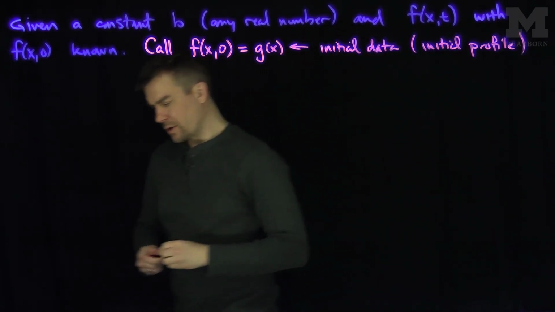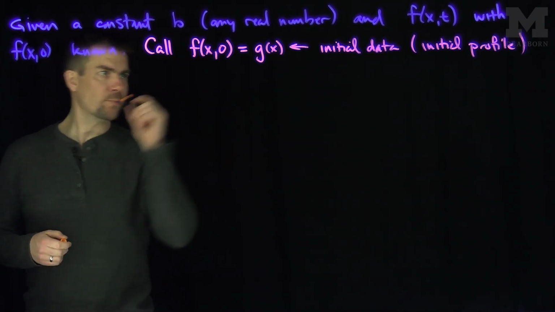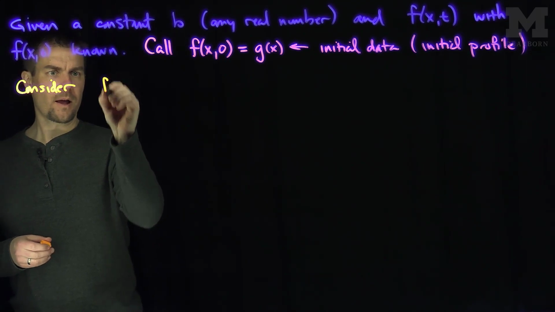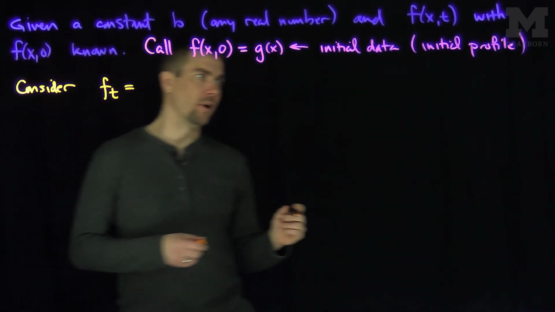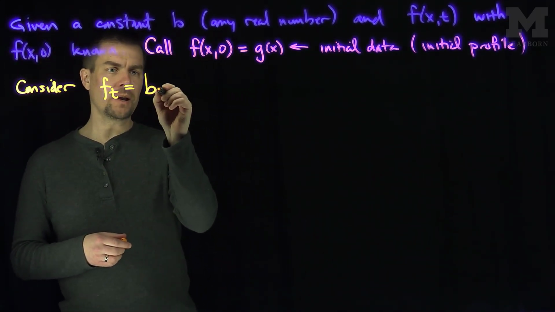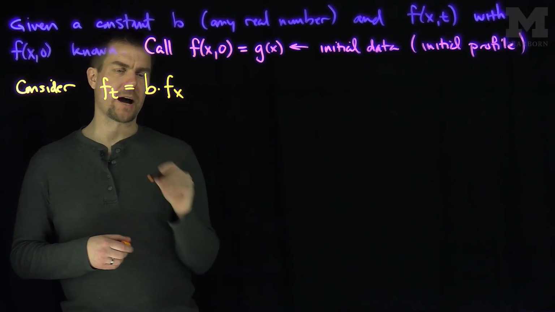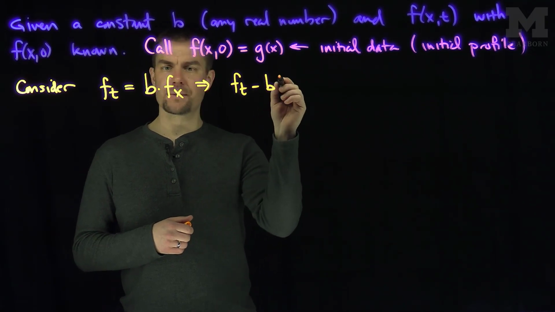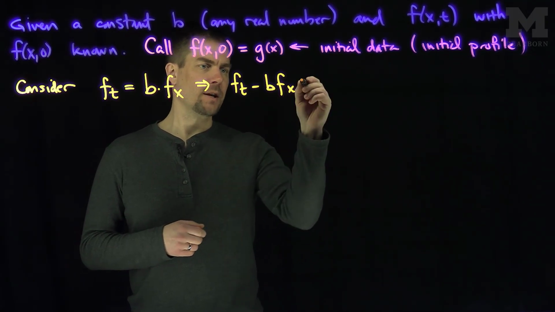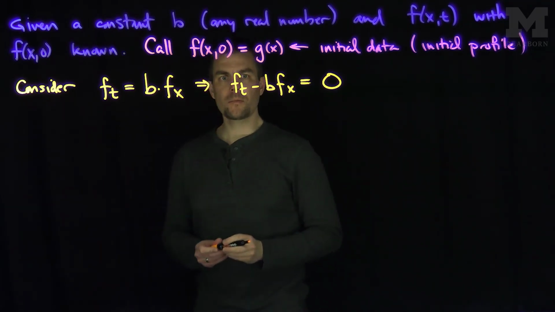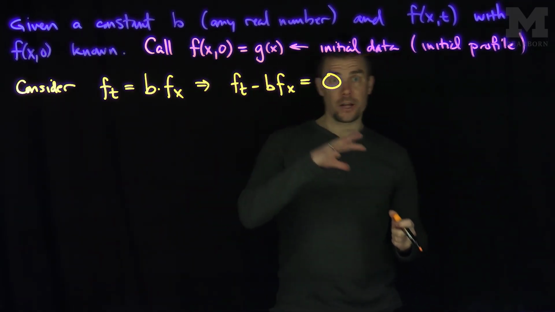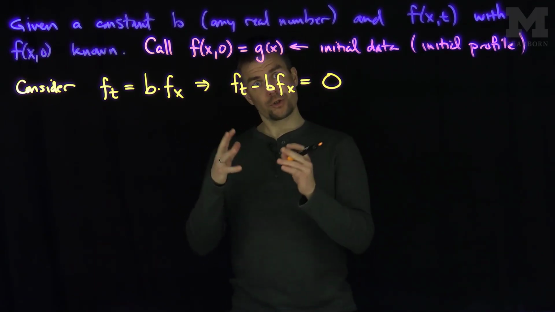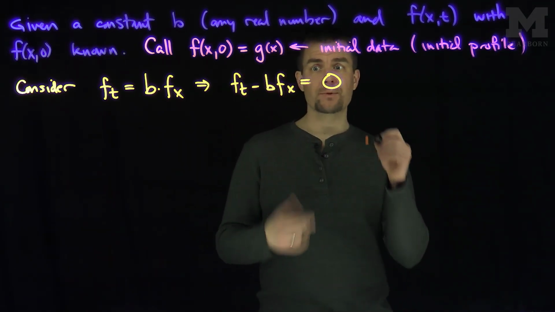Okay. What we're going to do is consider the transport equation: f_t, the t derivative of this function, is equal to b times f_x, which we can rewrite as f_t minus b f_x is equal to 0. In a previous video, we saw that a change of variables along with the chain rule was able to help us solve this problem. So let's do the same sort of procedure over here.